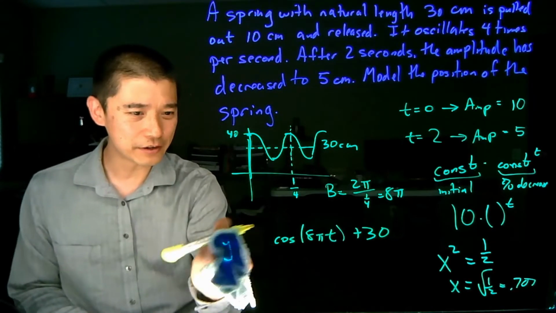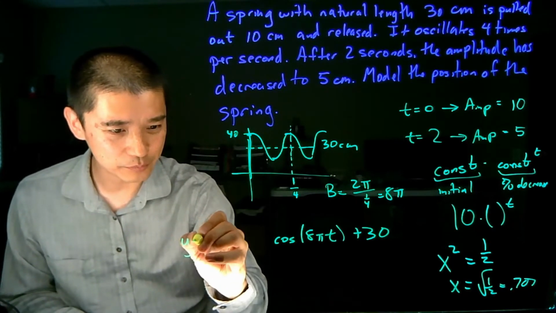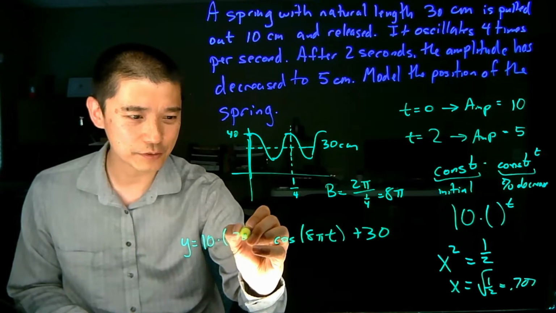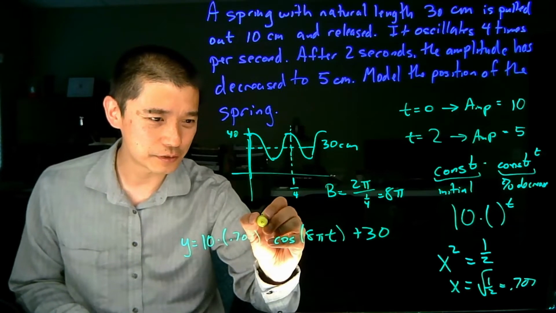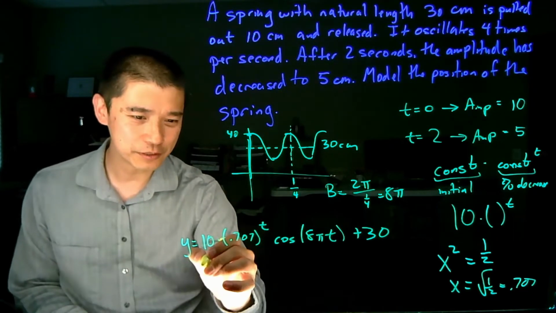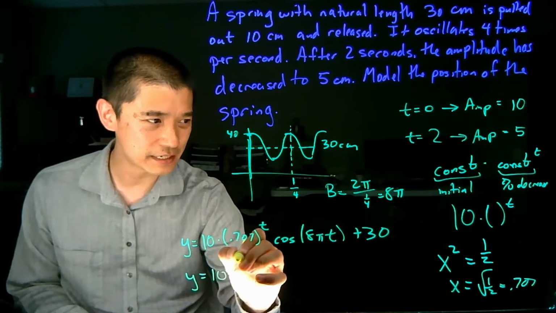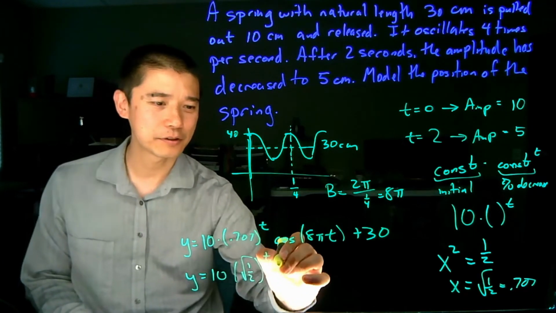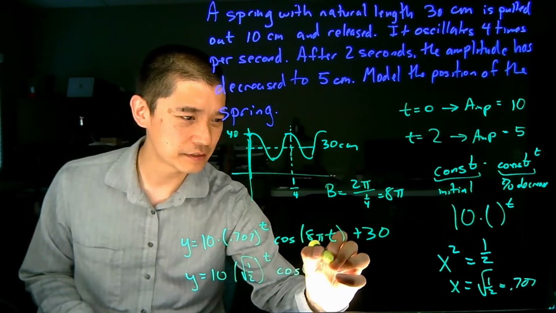And so our y value is going to be the initial 10 times 0.707 raised to the tth power. Alternatively, you can leave the exact value there, 10 times square root of 1/2 to the tth power, cosine 8 pi t, plus 30.